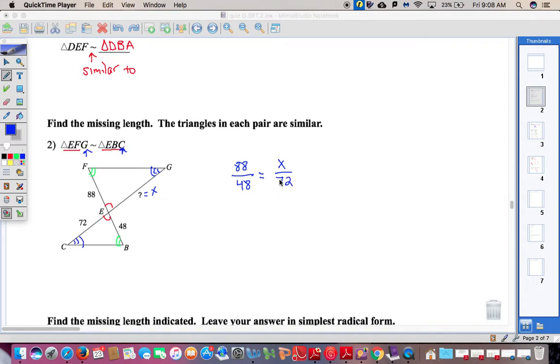So now we've got 72 times 88 equals 48 times x, because we're going to cross multiply, and then we would divide both sides by 48. And when you do that, you get 132 is equal to x.